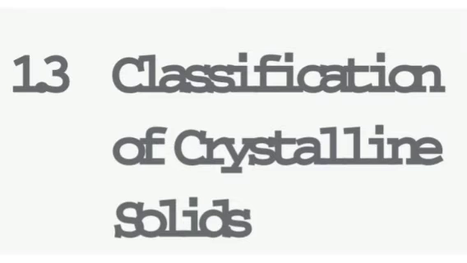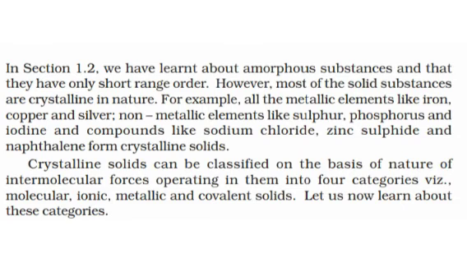Classification of crystalline solids. In section 1.2, we have learnt about amorphous substances and that they have only short range order. However, most of the solid substances are crystalline in nature. For example, all the metallic elements like iron, copper, and silver, non-metallic elements like sulfur, phosphorus, and iodine, and compounds like sodium chloride, zinc sulfide, and naphthalene form crystalline solids.